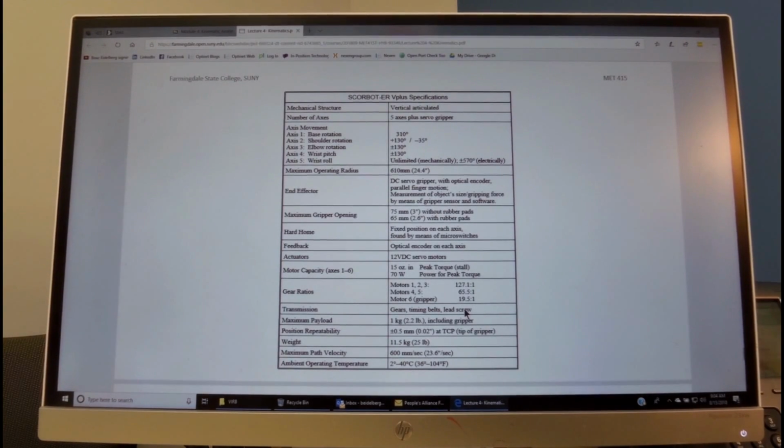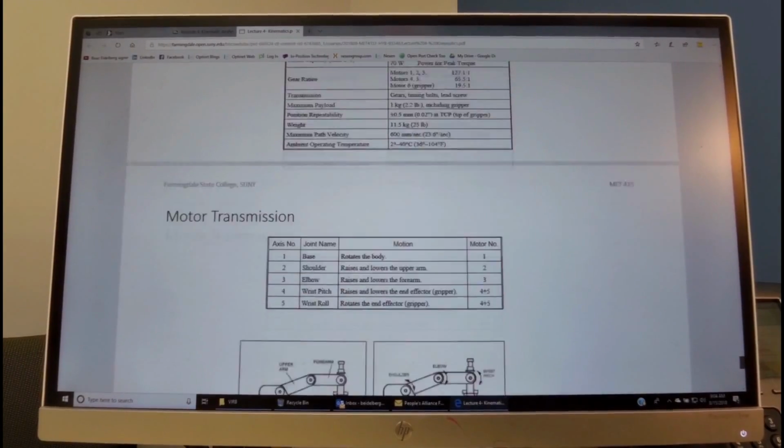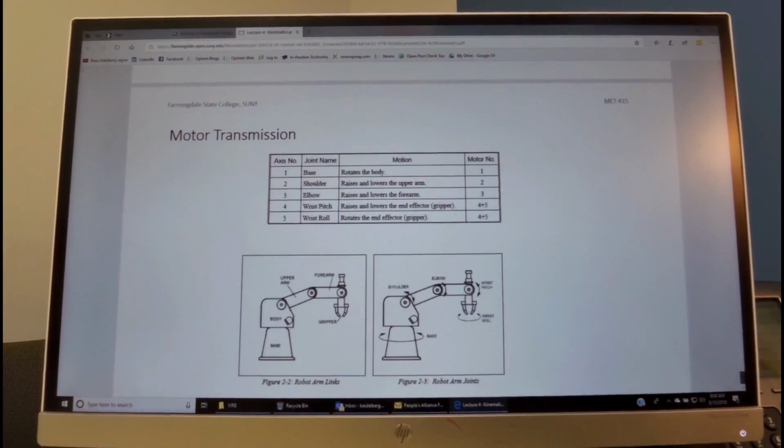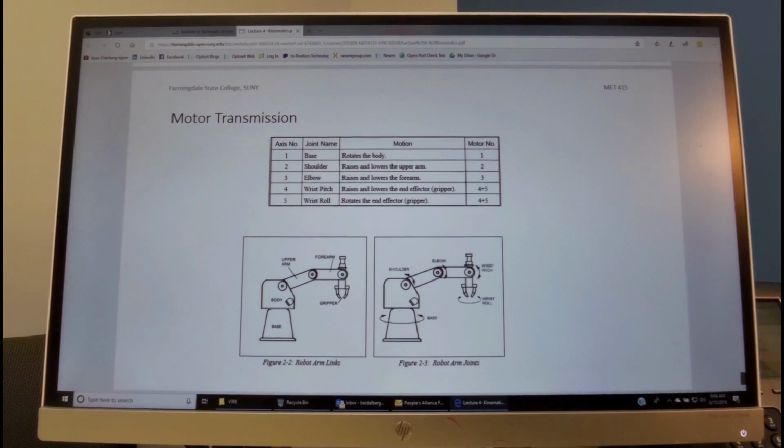And then we have also the specification of repeatability, maximum velocity in both millimeters per second and inches per second, and also the environmental conditions of the robot. These are the definitions of the robot, and we will once again be doing most of the experiments in the lab using this robot.